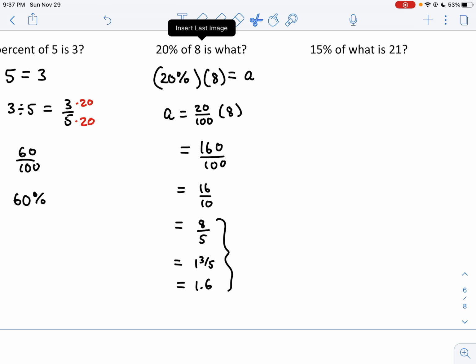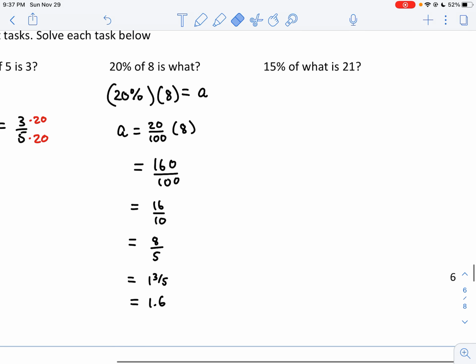So 20% of 8, let's say 8 was measured in dollars, just to give something to think about. 20% of $8 would wind up being 8/5 dollars, or 1 3/5 dollars, or $1.6, or in other words, $1.60, if money was the context.